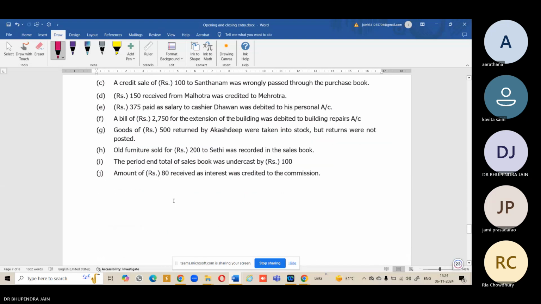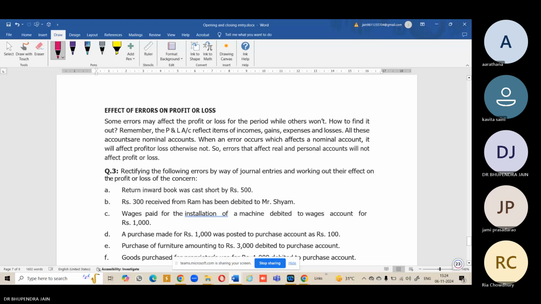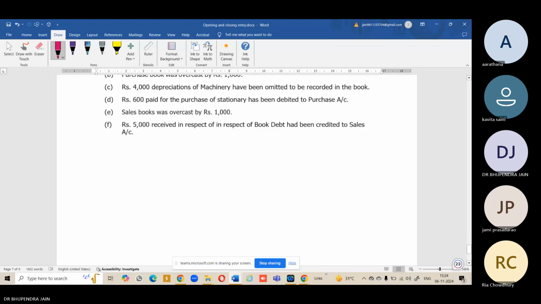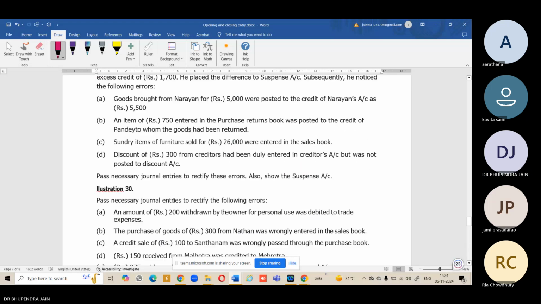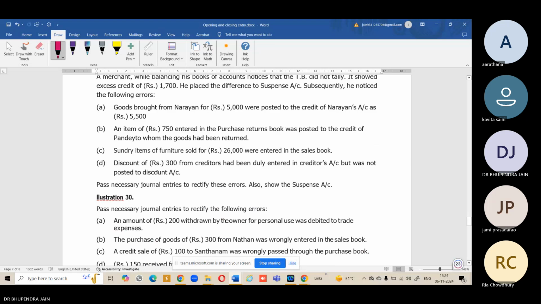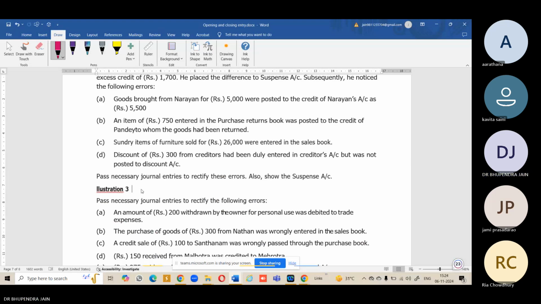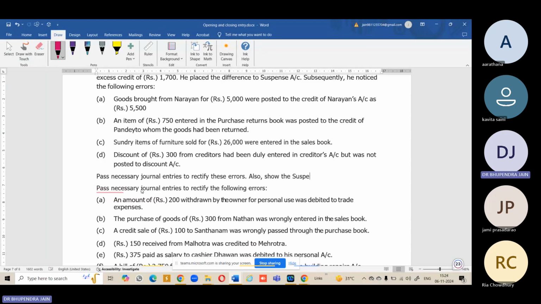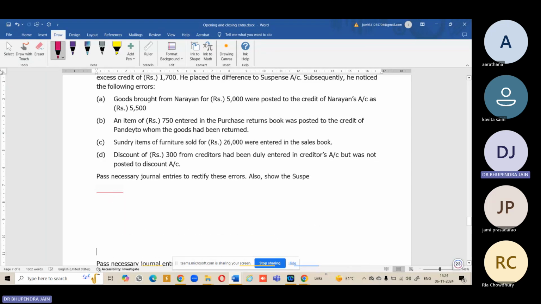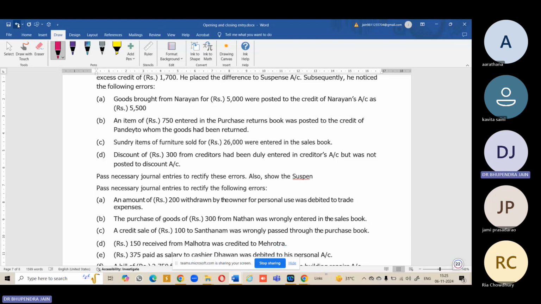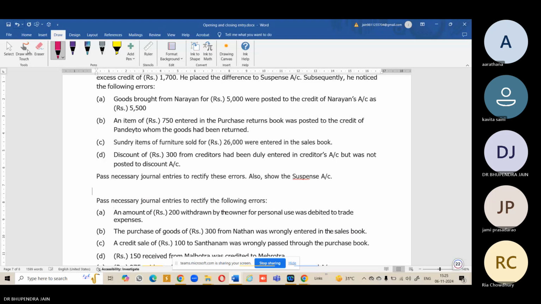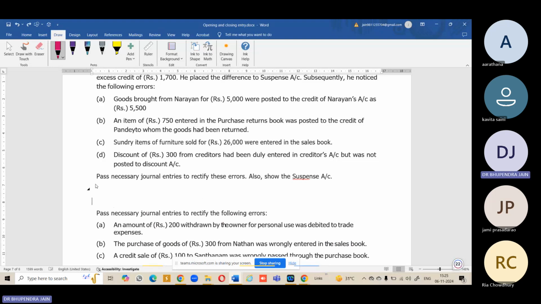ठीक है जी सर. Now the next question. चलो बेटा.